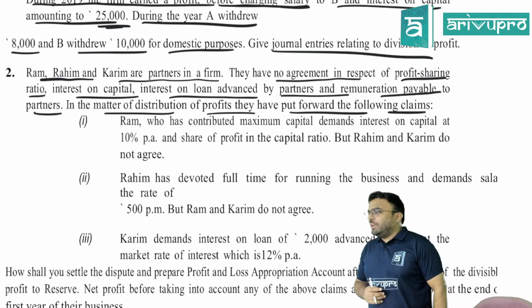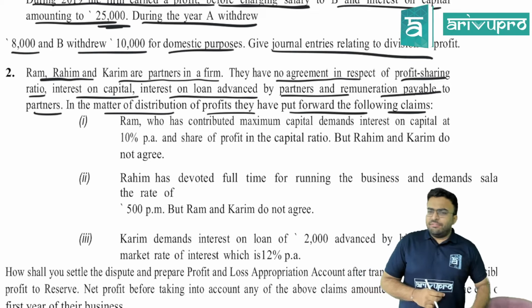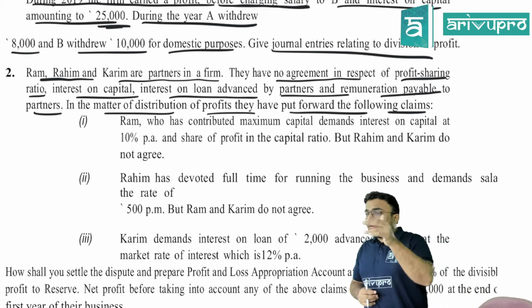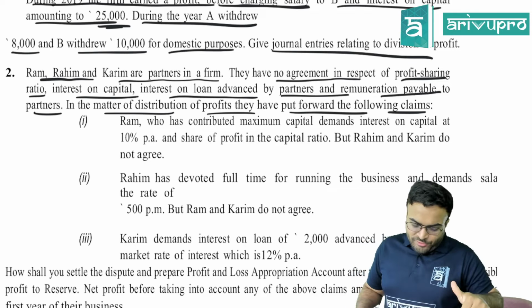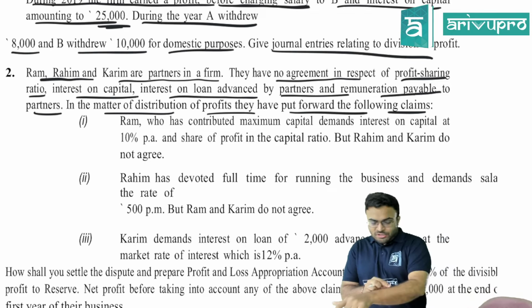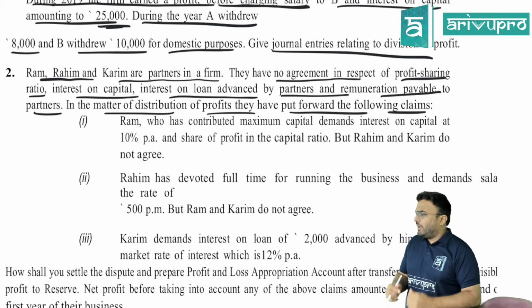What are they telling? First, only 3 partners are there. They have no agreement. Agreement is there, but for these things they don't have agreement. There is no agreement for profit sharing ratio, interest on capital, interest on drawings, nothing. They have not agreed on anything.